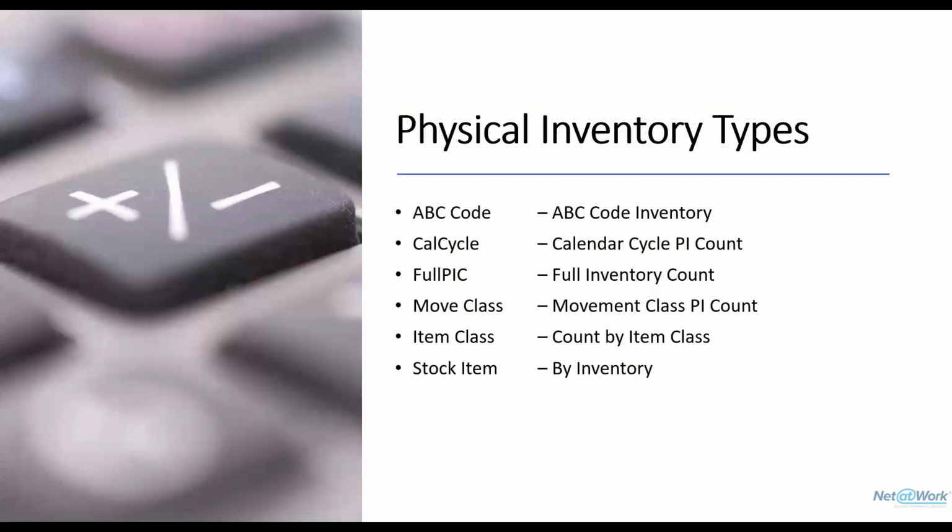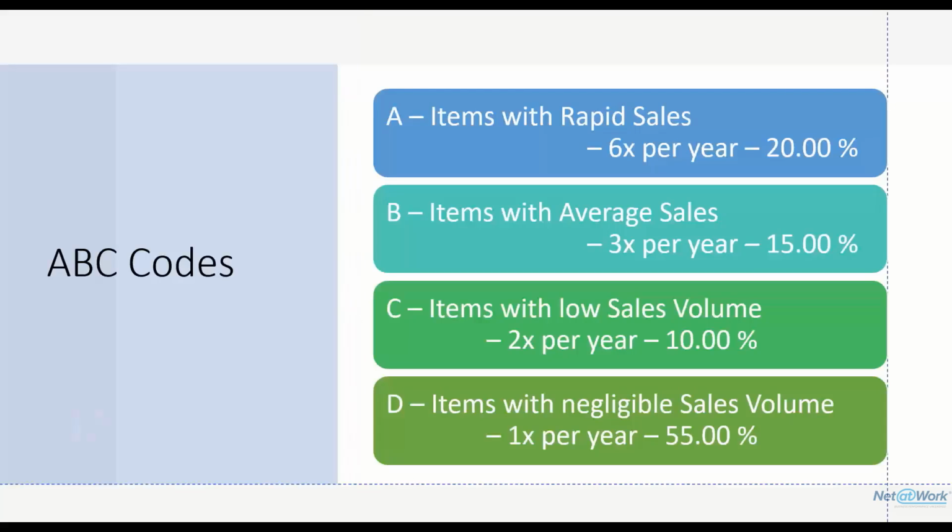Before I show you specific demonstrations, I wanted to talk about the different types of physical inventory types that we use here in Acumatica. One is an ABC code, and I'm going to go into a little bit more detail on these in a second. Number two, calendar cycles. Number three, full inventory count, speaks for itself. Movement class, so you can measure how fast things are moving, so you can use it by the class itself. The item class, and also by stock item.